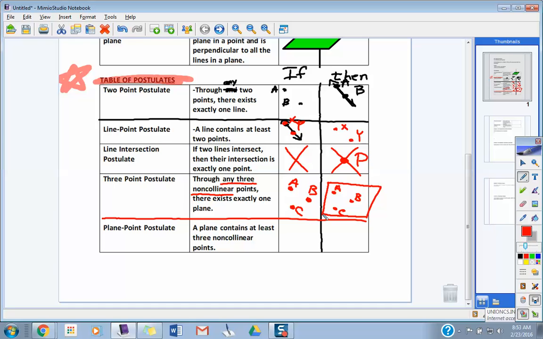What's the word I underlined up there? Non-collinear. If you have a plane, if I have a flat plane like this, then what do you have? You guys just told me. Then you have 3 points that would be non-collinear. Okay? Aren't these two just reversed right here?